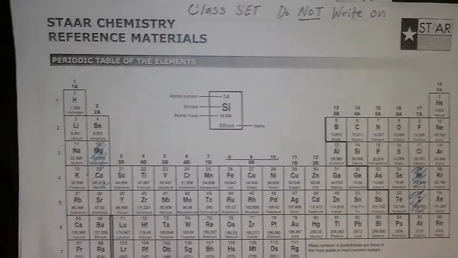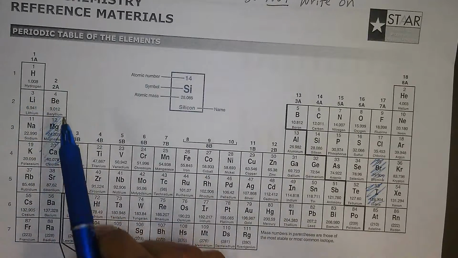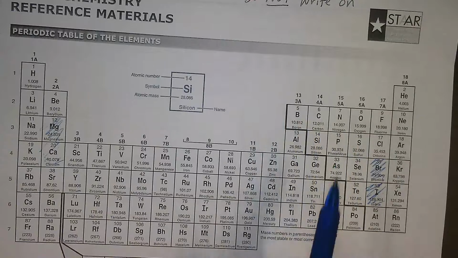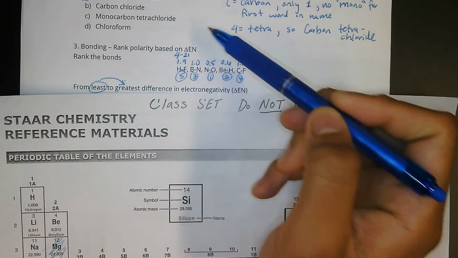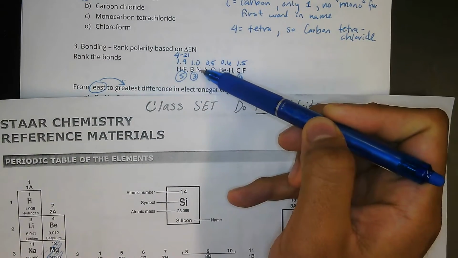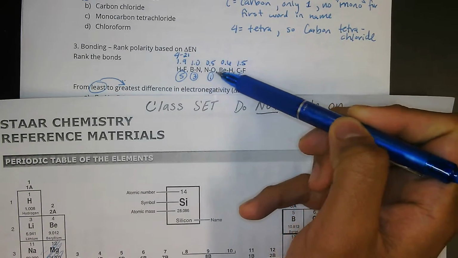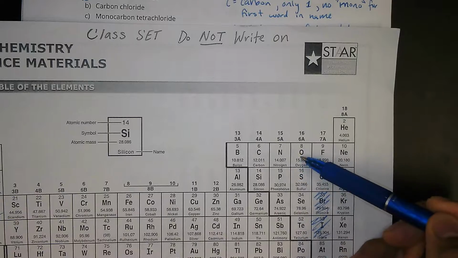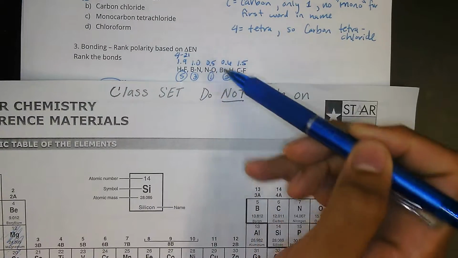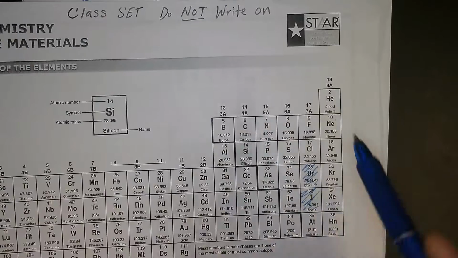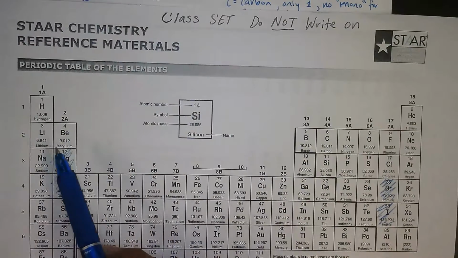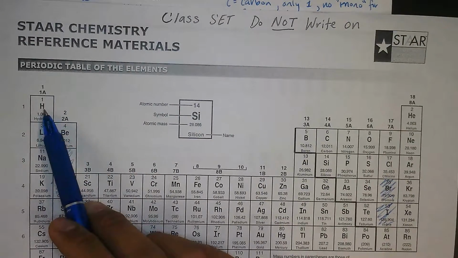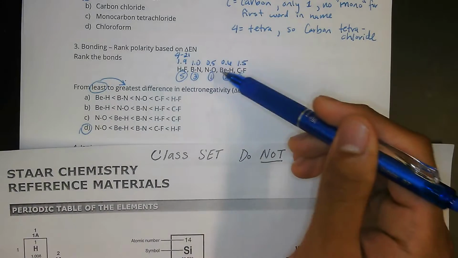Nitrogen again is over here, so again you go 1, 1.5, 2, 2.5, and 3. And then right there it's between nitrogen and oxygen, so you just increase by 0.5, so the difference between these two will be 0.5. Beryllium and hydrogen, so you have beryllium right here, it has 1.5, hydrogen has 2.1, so if you subtract those you get 0.6.